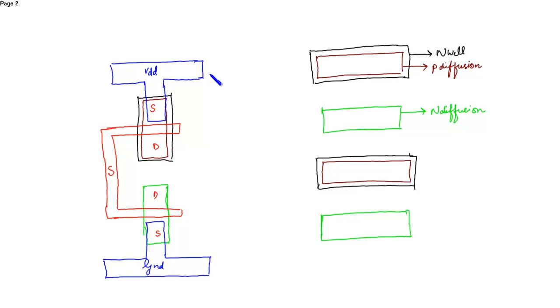So now, after connecting these sources, the two drains are connected in order to get S bar. So this is S bar, and this is metal 1. This is the poly layer.